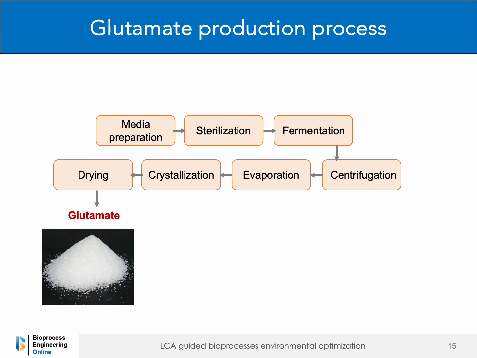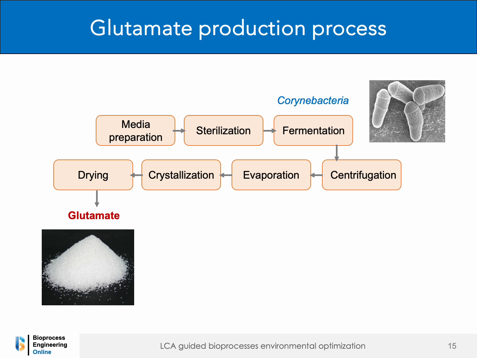Glutamic acid, or glutamate in its ionic form, is industrially produced through a fermentation process, utilizing selected strains of Corynebacterium glutamicum. Within bacteria, the excretion of glutamate can be triggered, for instance, by elevating the temperature of the medium. The production process of glutamate encompasses upstream operations such as media preparation, sterilization, and fermentation.